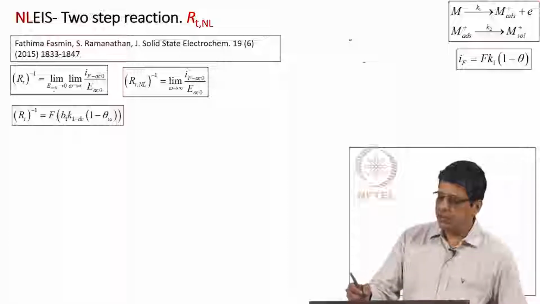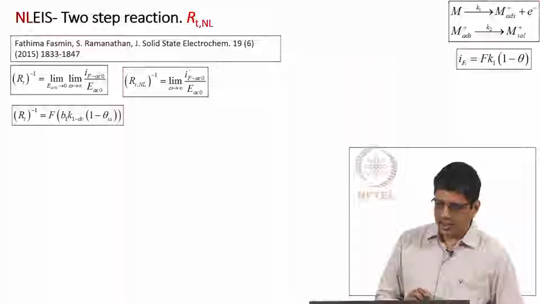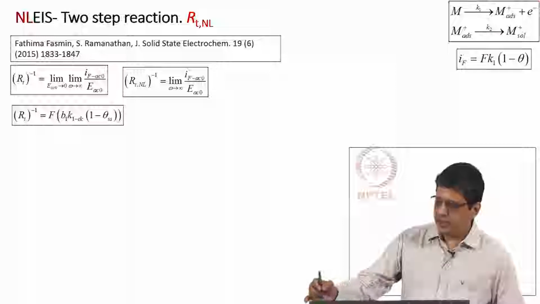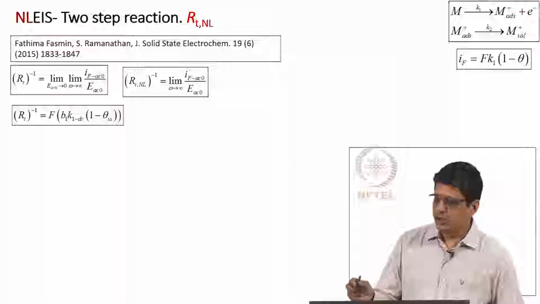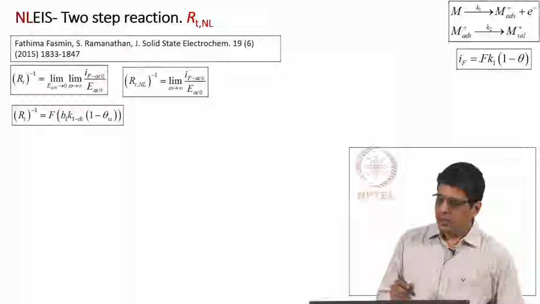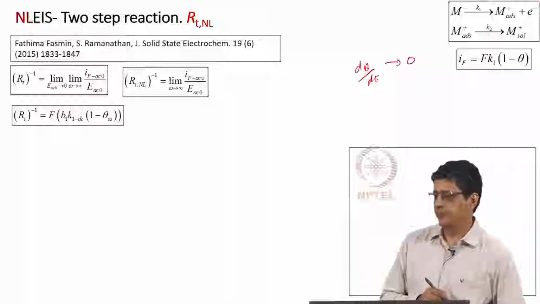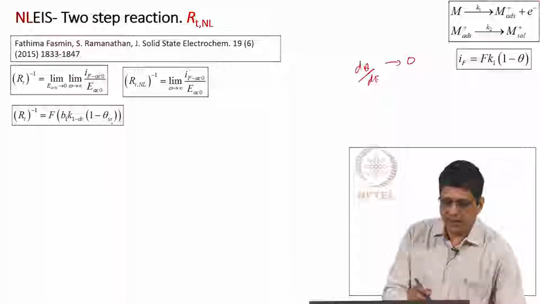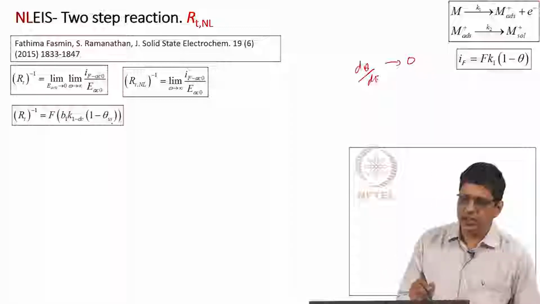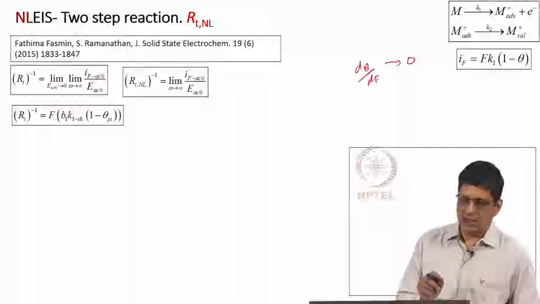For example, this mechanism, we have an expression for Faradaic current, only the first reaction contributes to the electrons and therefore, we write it as F k1 (1 minus theta), that is the rate of the first reaction multiplied by Faraday constant. And at infinite frequency we know that d theta by dE tends to 0. Therefore, it is going to remain at theta SS or actually at theta average, but when it is small theta SS and theta average are more or less the same.